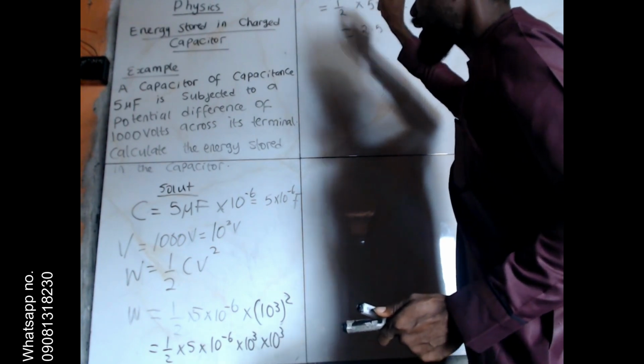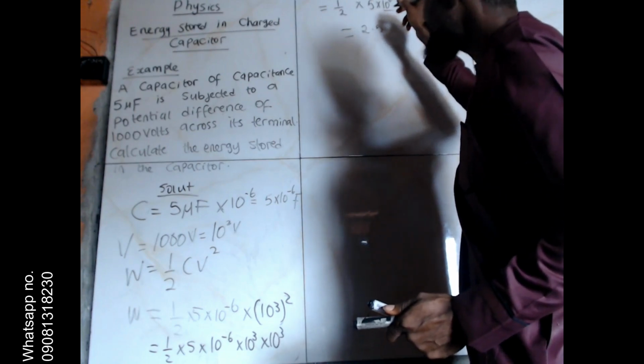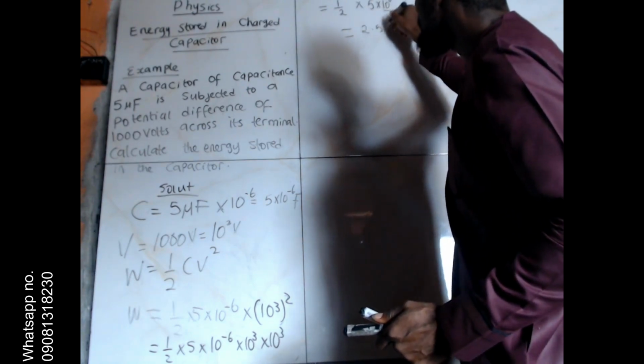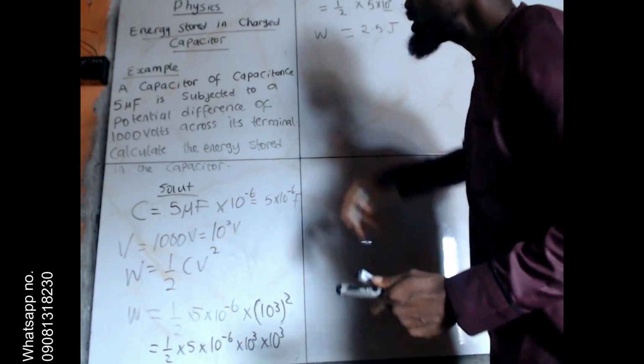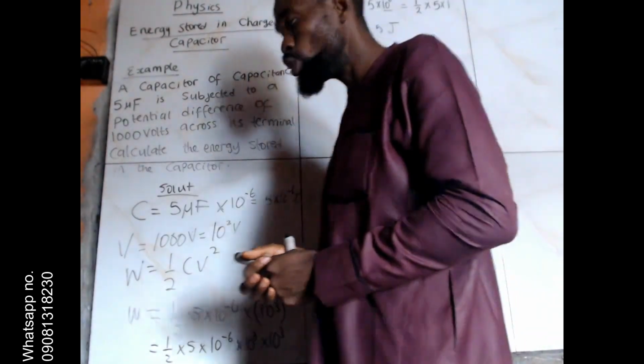We call what we are calculating for work done, energy stored in the capacitor. So the unit is joule. So for this question, the energy stored in the capacitor will be 2.5 joules in the SI unit.